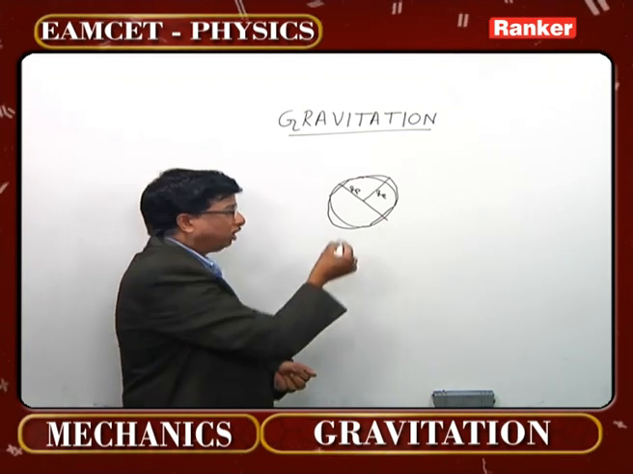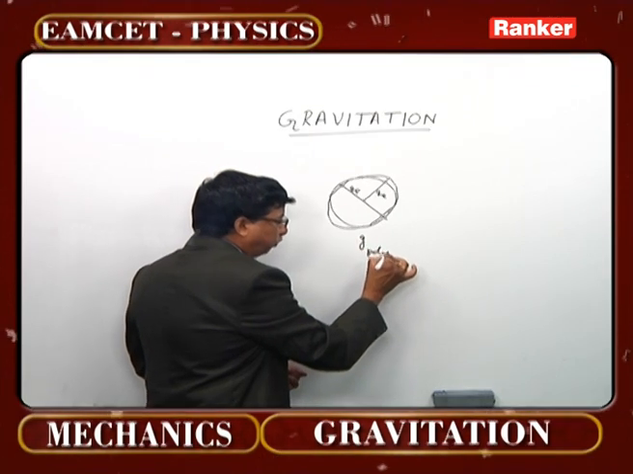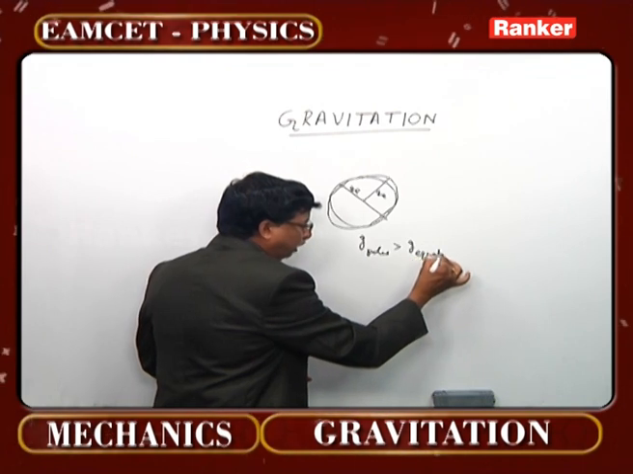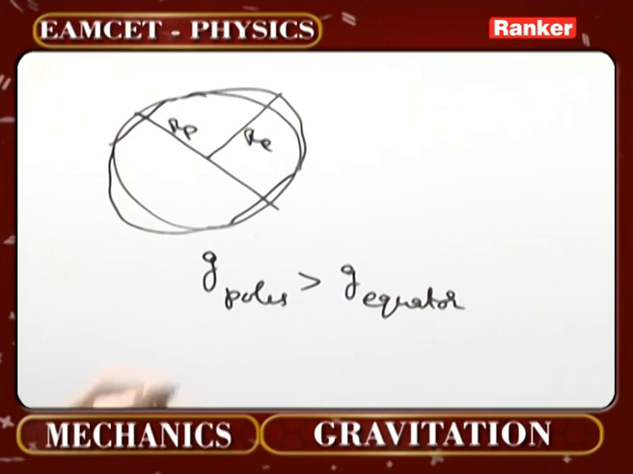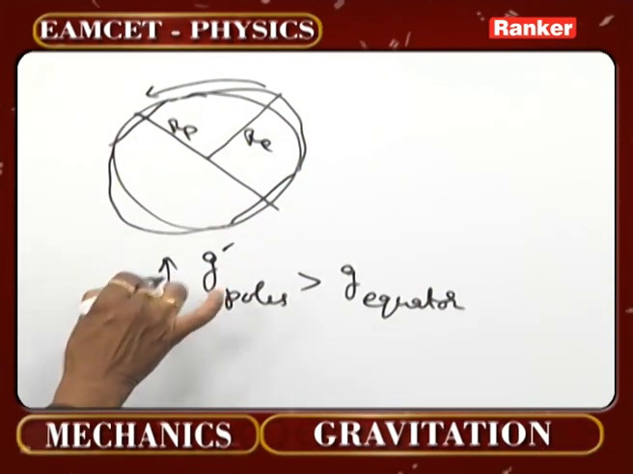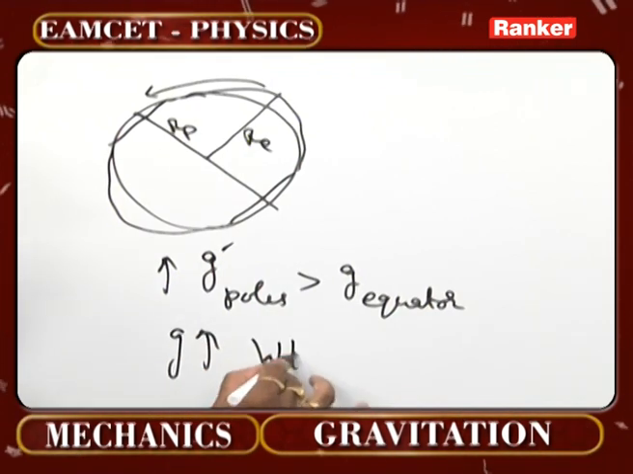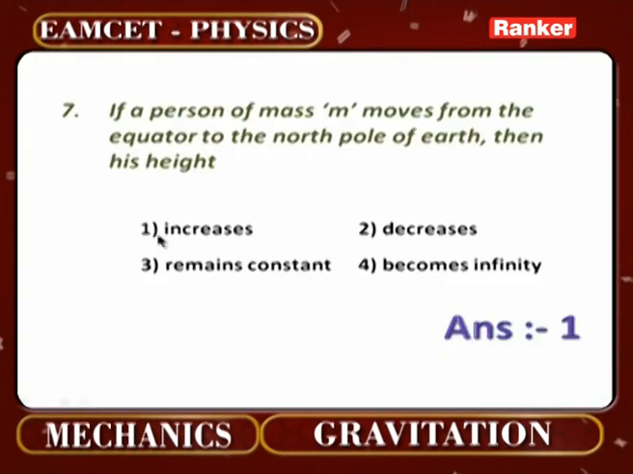So what you observe here is that the acceleration due to gravity at the poles will be greater than the acceleration due to gravity at the equator. When the person is moving from the equator towards the pole, g increases. When g increases, what happens to the weight of the person? That also is going to be increased. That means the correct option is the first option, which increases.